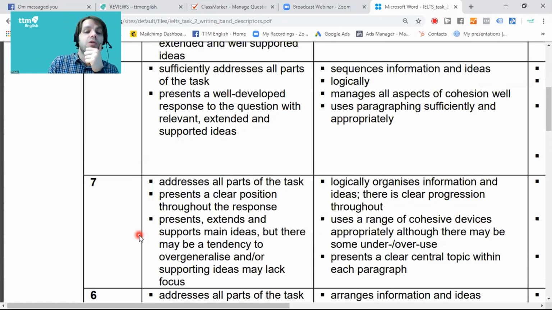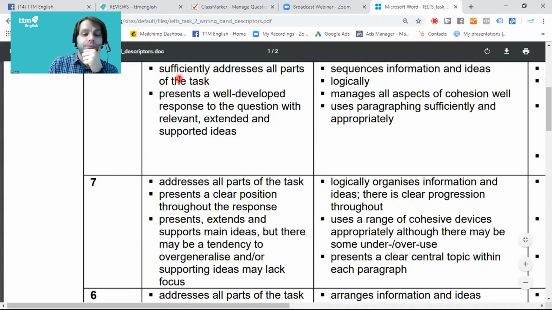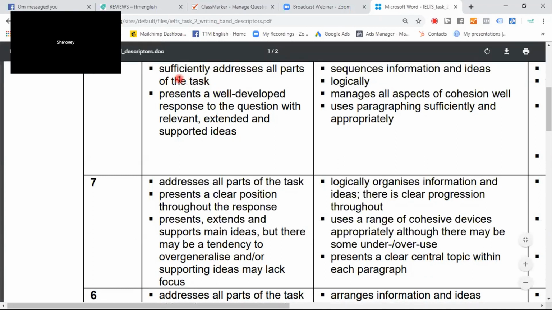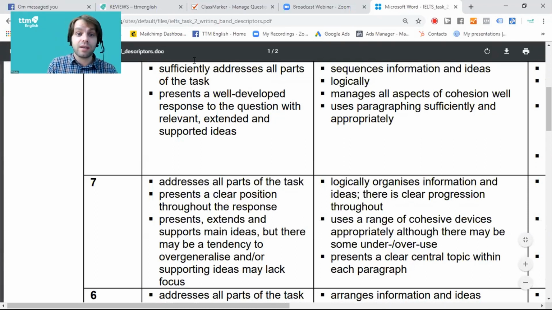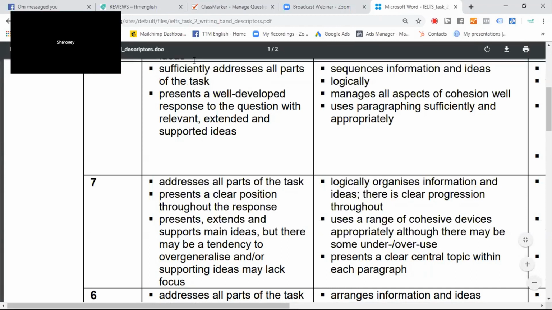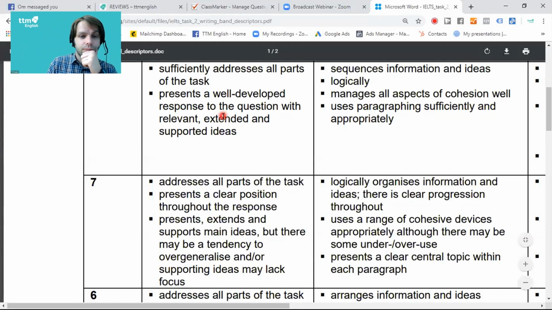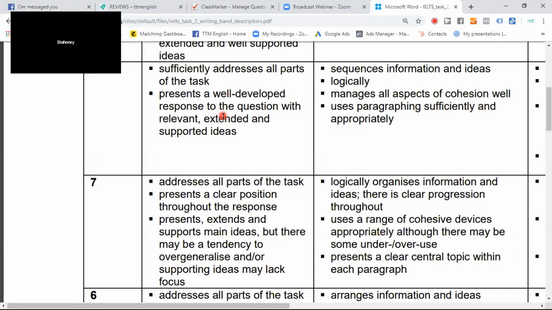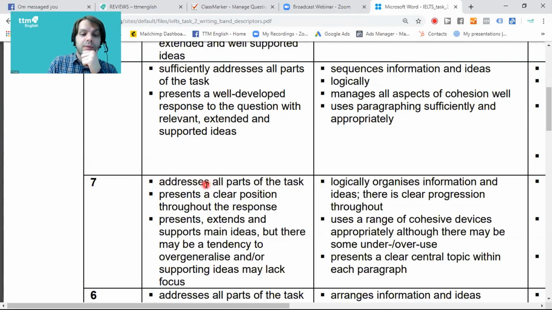So, Shahani, could you read this here? Yes. Sufficiently addresses all parts of the task. Okay, so that's what you said. That's what you said, isn't it? That's like completing all of it. Good. And can you read this one as well? Presents a well-developed response to the question with relevant, extended, and supported ideas. Okay. Andrew, could you just read this first one here?